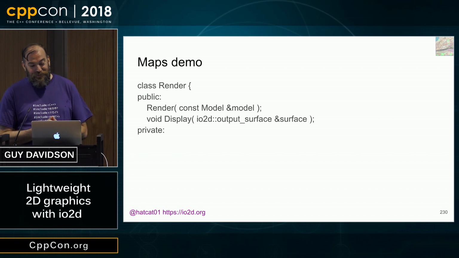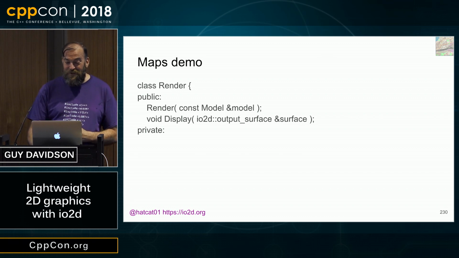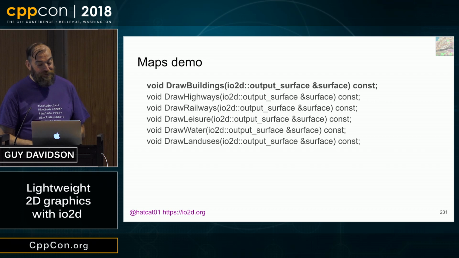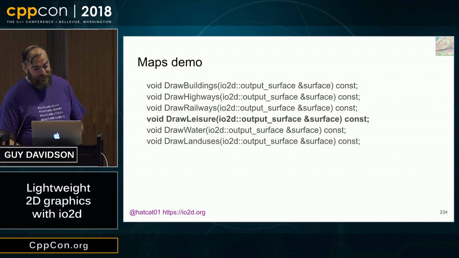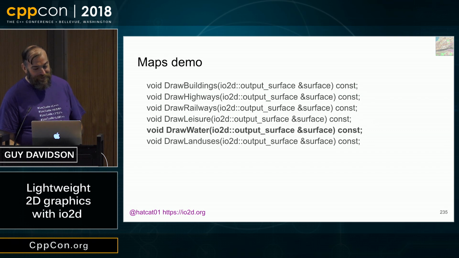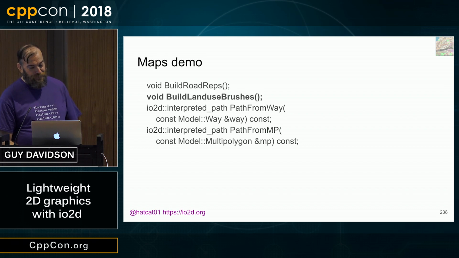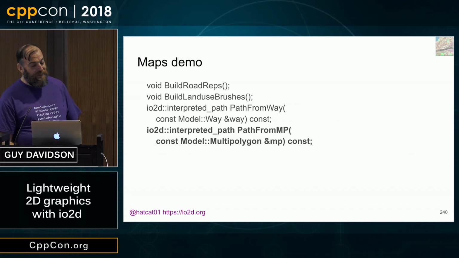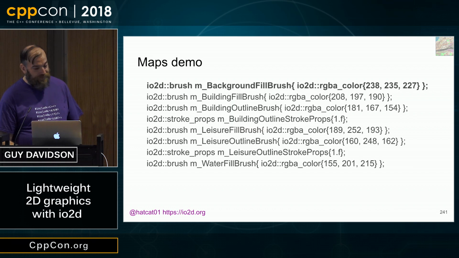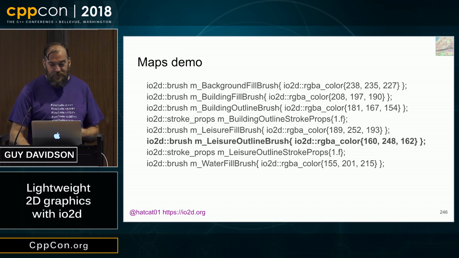So we have a render class with a constructor and a single public function. And the rest is helper functions and member data. We'll look at those first. So the private functions draw individual parts of the map. Buildings, highways, railways, leisure areas, water, and land use types. Also, we see some initializer functions which build road representations and build land use brushes. And finally, we have functions for turning ways and outlines into interpreted paths. The member data is largely brushes and stroke properties with a dash for railways.